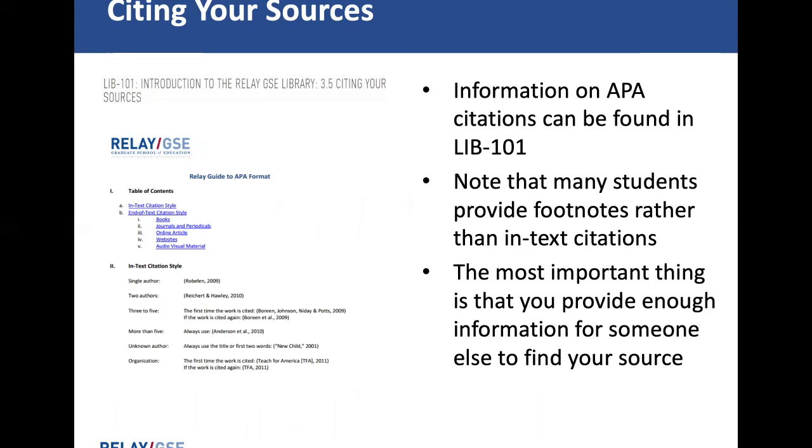At Relay, we use APA Citations. You can find an APA citation guide in Lib 101. You can note that APA generally recommends in-text citations, but many students do prefer to use footnotes. As long as your professor agrees with that, that's fine. The most important thing is that you're consistent in your style and that you provide enough information for someone else to find your source. For most articles, that means including the author's name, the name of the article, the title of the journal that it's from, the journal volume and issue number, and the year it was published.